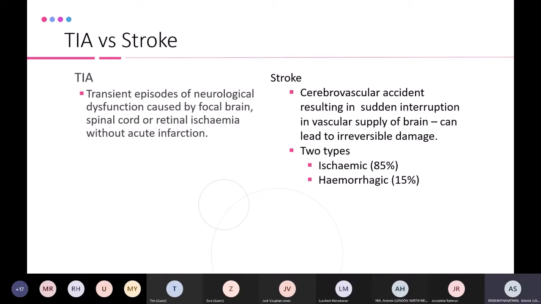So TIA is a transient episode which causes some neurological dysfunction, so in this case it was his arm, but there's no actual infarct itself. So there's a blockage, and then it resolves itself as the brain gets reperfused, and that's where you get the resolution of the symptoms too. Whereas stroke, a cerebrovascular accident, is sudden and it's an interruption of the blood supply to the brain, and it can lead to irreversible damage. The two main types are ischemic and hemorrhagic, ischemic being the most common.